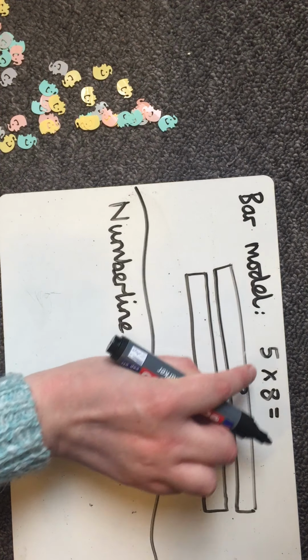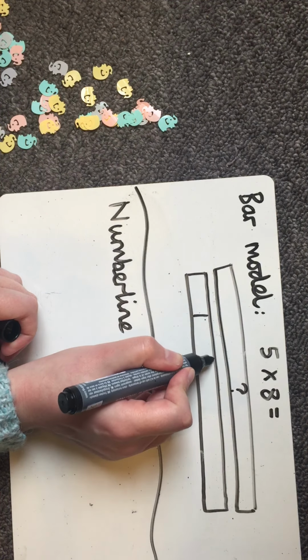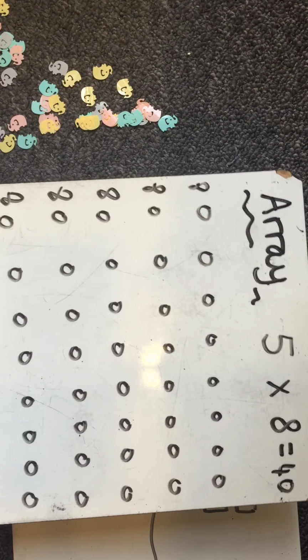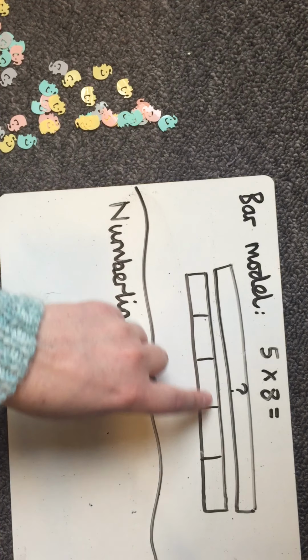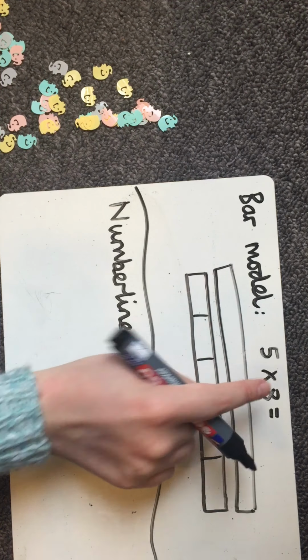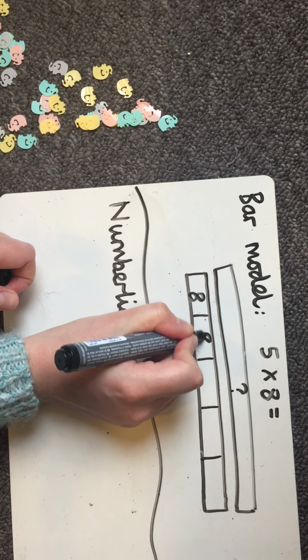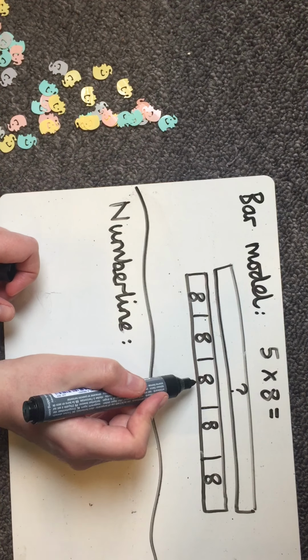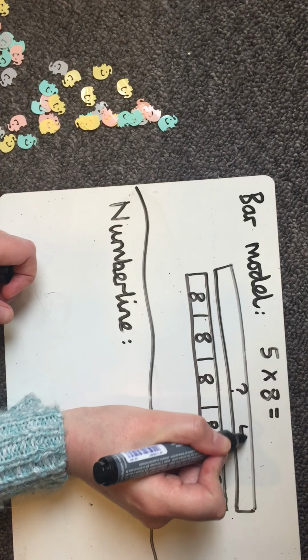Now I've got 5 groups. So I cut this into 1, 2, 3, 4, 5 groups. They're like my 5 rows on my array, but I've got 1, 2, 3, 4, 5 mini parts now. What do I write in each part? That's right, 8. I've got 8 here, 8 here, 8 here, 8 here, and 8 here. 8, 16, 24, 32, 40.